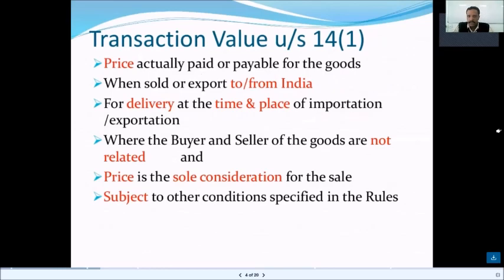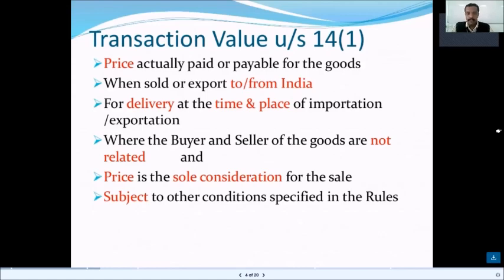The most important thing is that your transaction value is the value of the price actually paid or payable for the goods which have been imported when sold for export to India. So it's the price that you pay to import goods, or when you're planning to export certain goods, the price you collect will be the value.